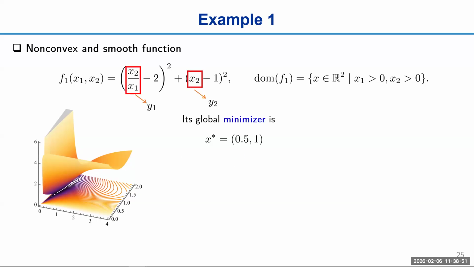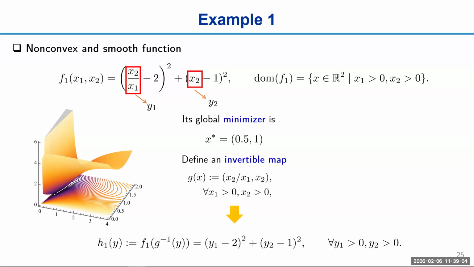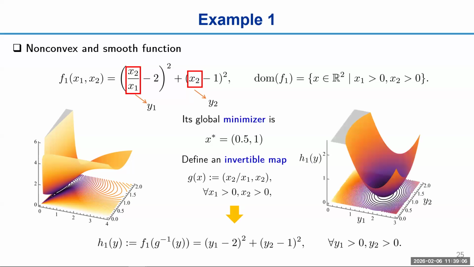So what you really did is that, no matter whether you realized it or not, we are doing a change of variable. We say this is y2, this is y1. And formally you can put this in this form. Let us say we define an inverted map, y1, y2. And with this map, the function becomes so nice. It's probably the simplest convex function. It's quadratic. And of course, the minimizer is 1, 2.